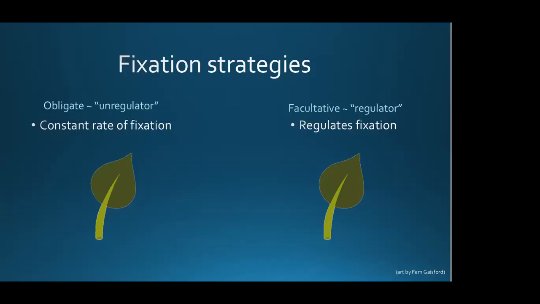For simplicity, we can think of the obligate fixers as unregulators and the facultative fixers as regulators. Depending on environmental conditions, both of these strategies have trade-offs and competitive advantages. Let me show you how these work. Let's imagine that these two leaves are nitrogen-fixing trees in the forest. One tree is an unregulator, and the other is a regulator.